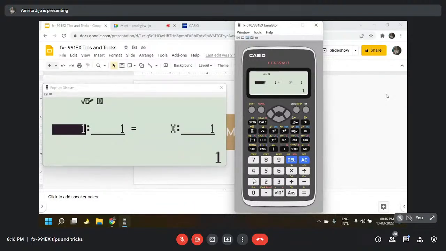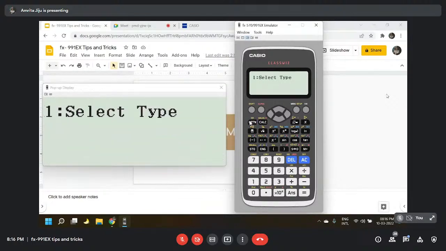You just set up 1 is to 2. Let's set 1 is to 2 equal to X is to, let's say, 60. X is to 60. So you will get the value of X. Once you hit equal to, you will get the value of X, that X is equal to 30.